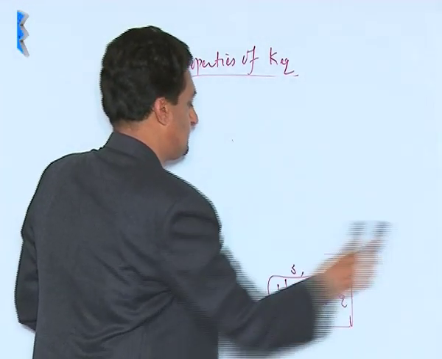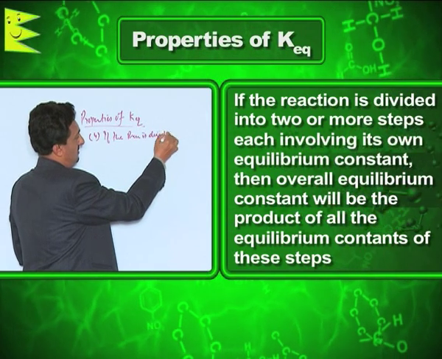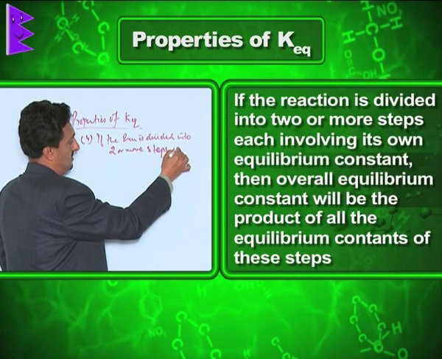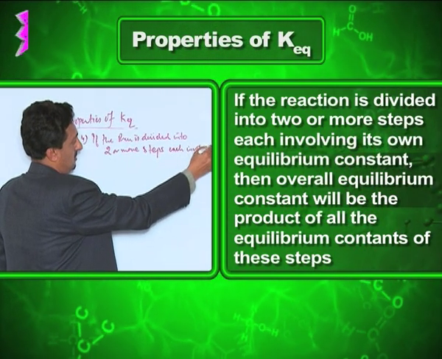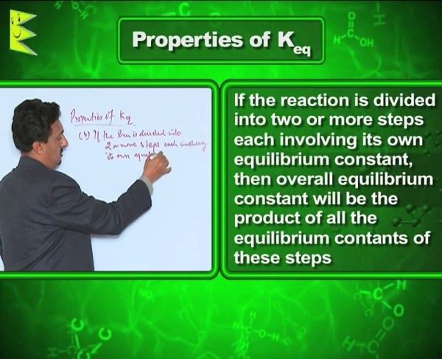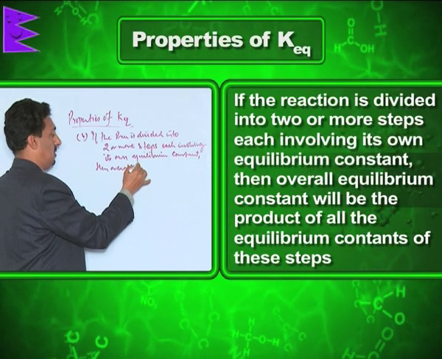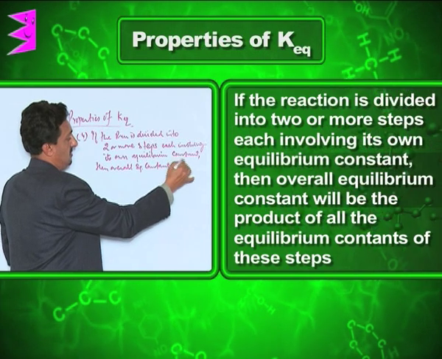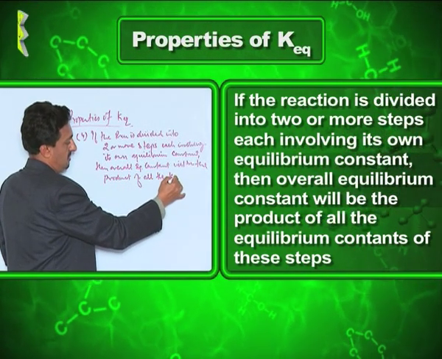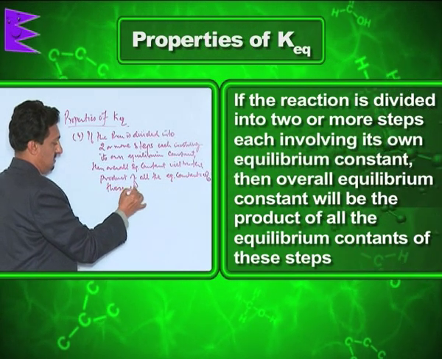Another property is that if the reaction is divided into two or more steps, each involving its own equilibrium constant, then the overall equilibrium constant will be the product of all the equilibrium constants of these steps.